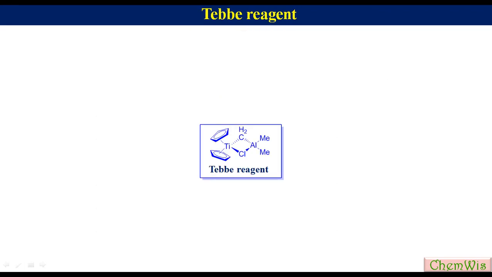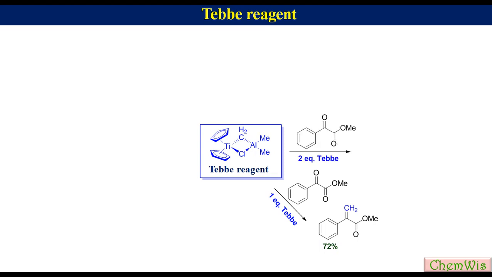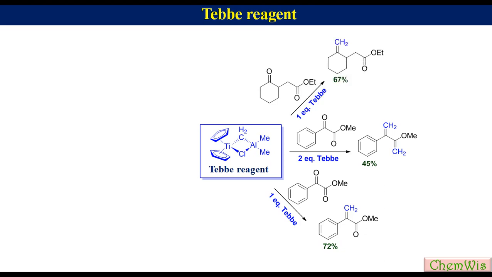For example, if we allow methyl 2-oxo-2-phenyl acetate to react with one equivalent of Tebbe reagent, only the more reactive keto group is methylated and the less reactive ester group remains intact to produce methyl 2-phenyl acrylate with 72% yield. If we allow the same keto ester to react with two equivalents of Tebbe reagent, we get the dimethylated product with 45% yield. If we allow this gamma keto ester to react with one equivalent of Tebbe reagent, we get this monomethylated product with 67% yield.